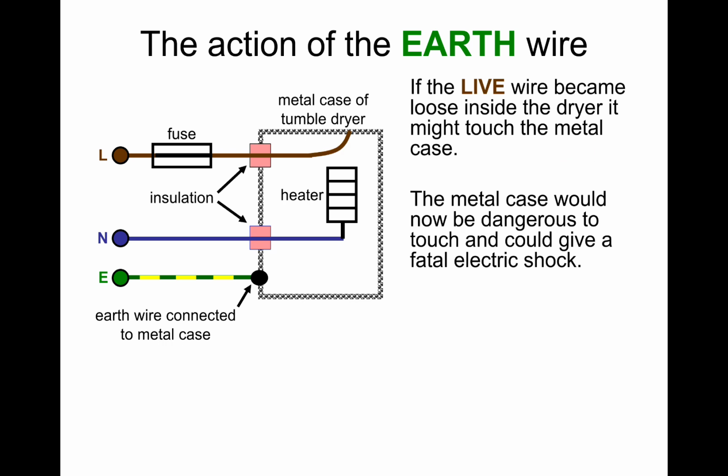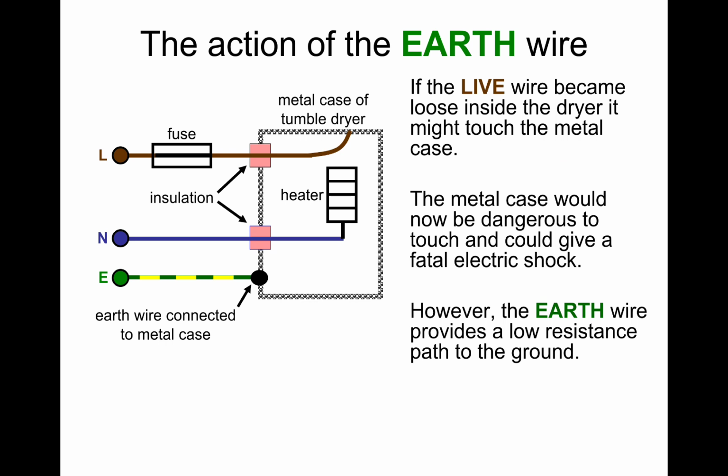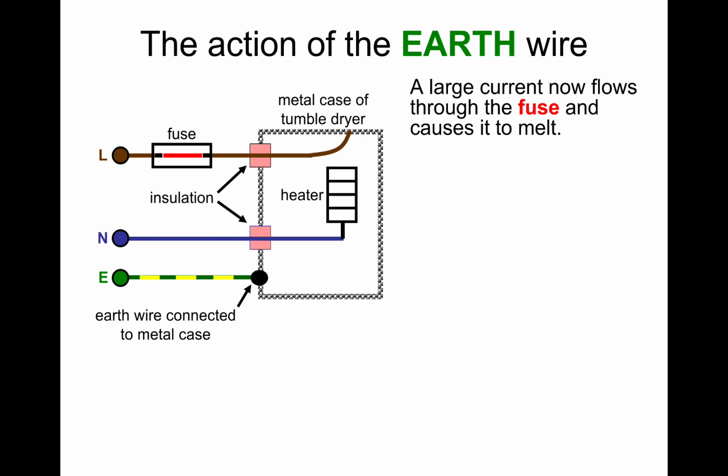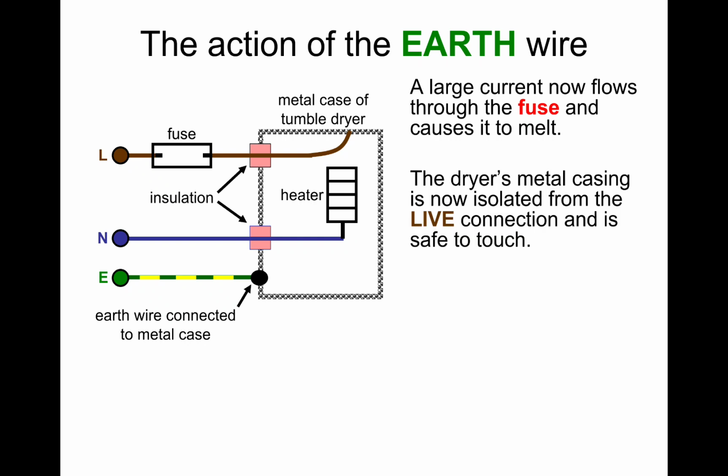If the live wire becomes loose inside the dryer, it might touch the metal case. The metal case would now be dangerous to touch and could give a fatal electric shock. However, the earth wire provides a low resistance path to the ground, and electrical current will always take the path of least resistance. So a large current now flows through the fuse and causes it to melt. And the dryer's metal casing is now isolated from the live connection and is safe to touch. So the fuse and the earth wire will work in tandem together.